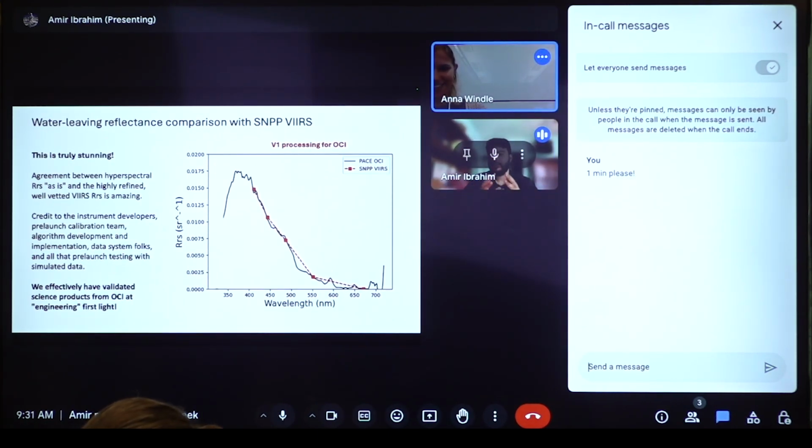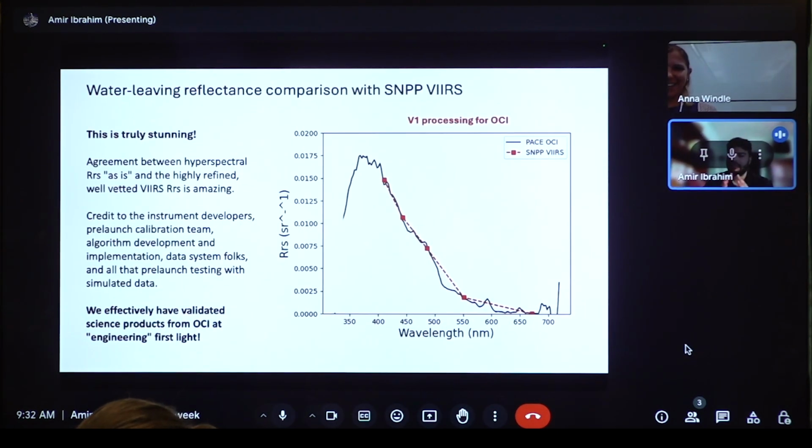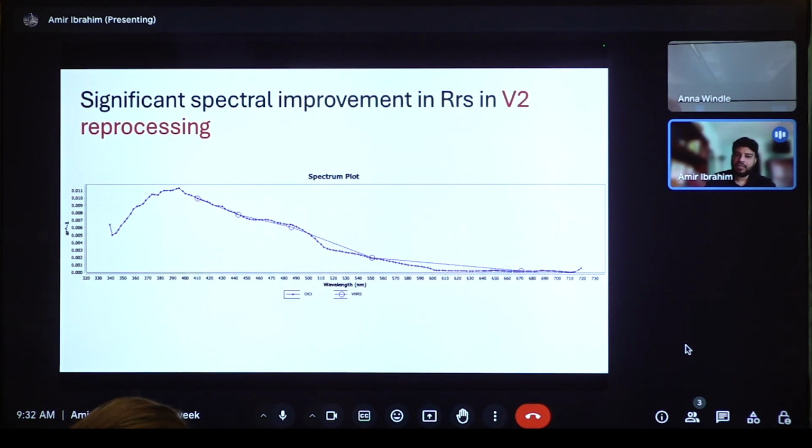But what we did notice is that there are a lot of spectral artifacts in the version 1 processing. We were not sure whether these artifacts were related to the algorithms, or the gases, or anything like that. Some of it, yes, was attributed to gases, and we did update our gas correction method to improve things a little bit. But a lot of these artifacts were primarily coming from calibration, because we were so early in the mission that the calibration hadn't been updated yet. So when we did update our calibration and processed again.